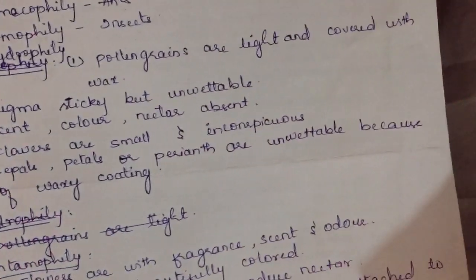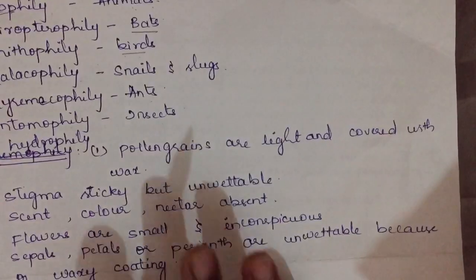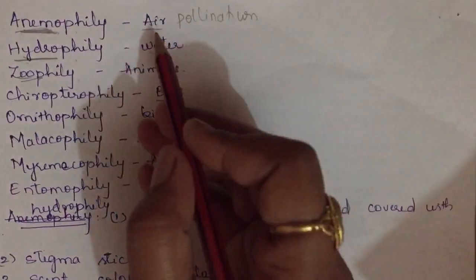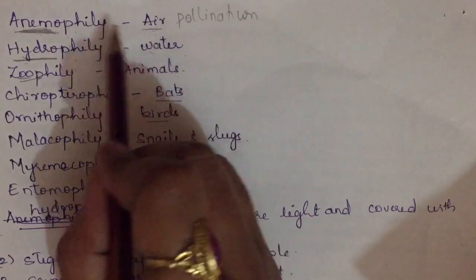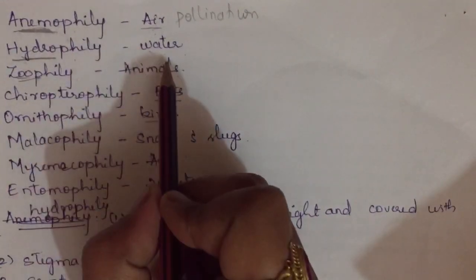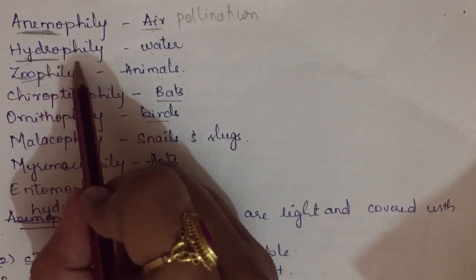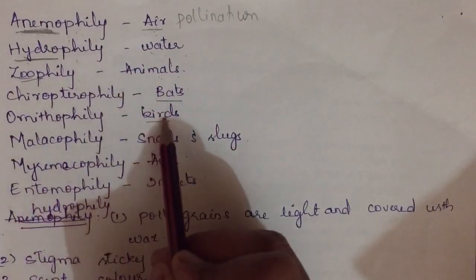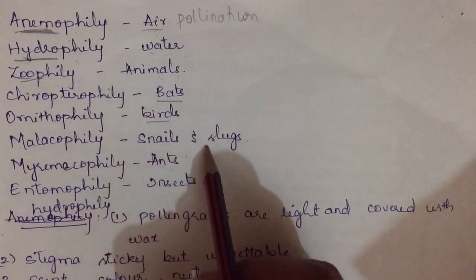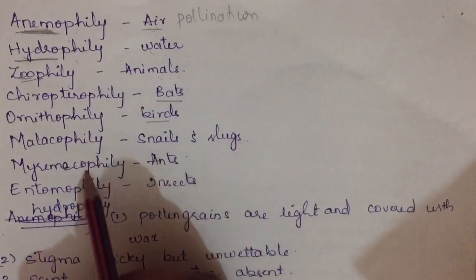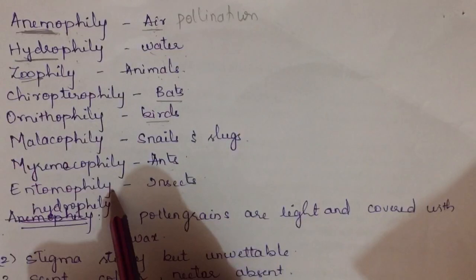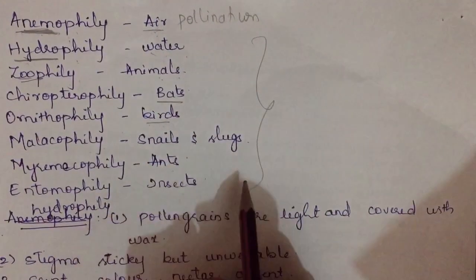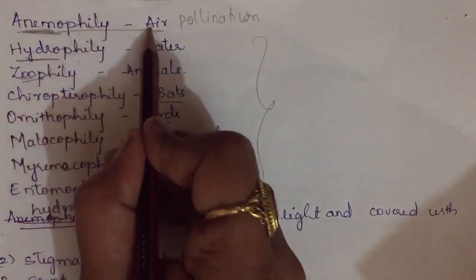In my previous video we have discussed this also. In abiotic and biotic there are some pollination names. If pollination is taking place by wind or air, we call it Anemophily. If it is taking place by water, we call it Hydrophily. If by animals, Zoophily; bats, Chiropterophily; birds, Ornithophily; snails and slugs, Malacophily; ants, Myrmecophily; insects, Entomophily. We have discussed all about this in my previous video. So we shall proceed with the first one, that is Anemophily.